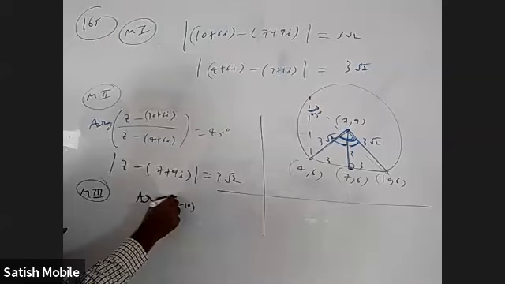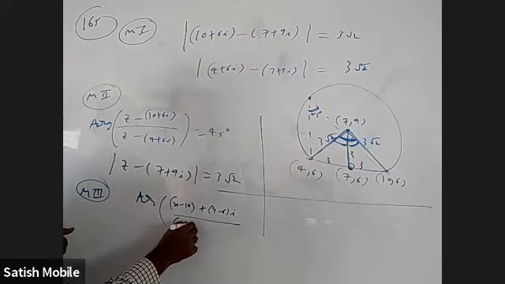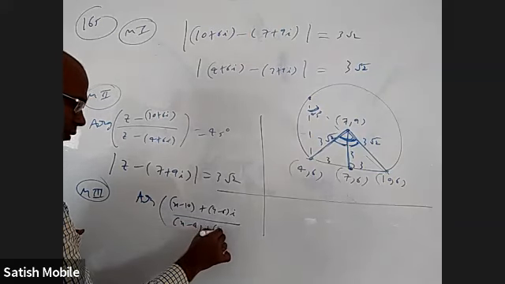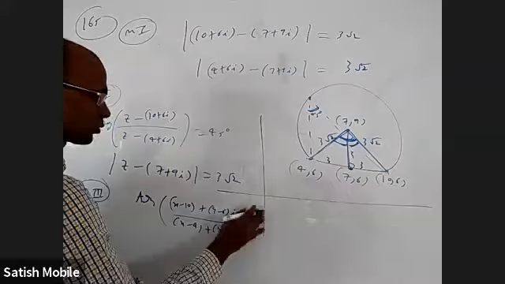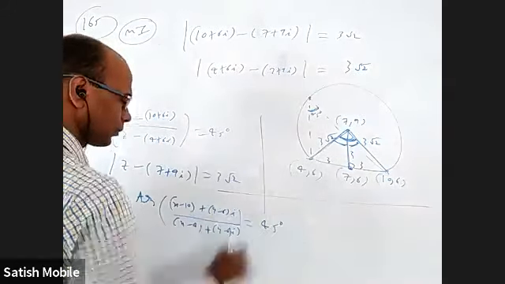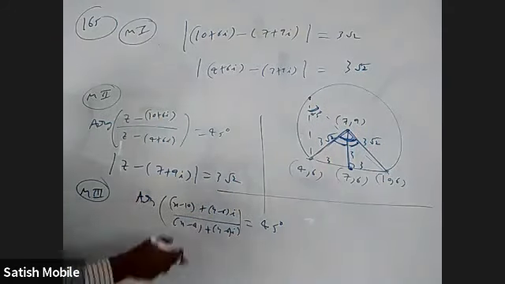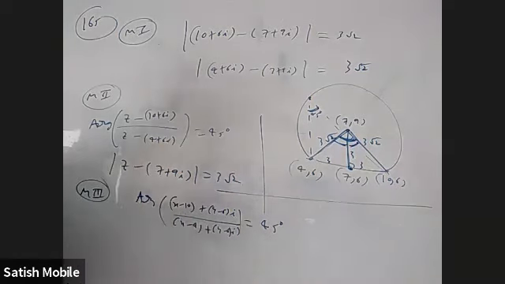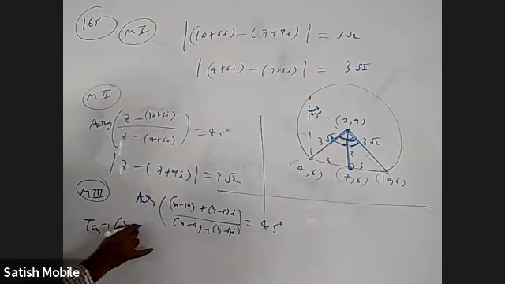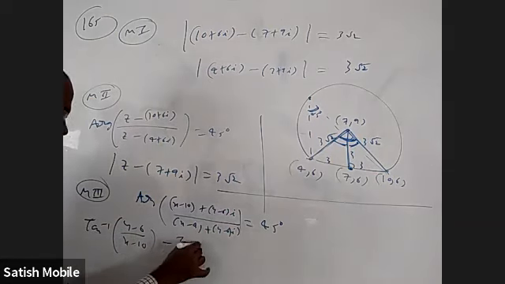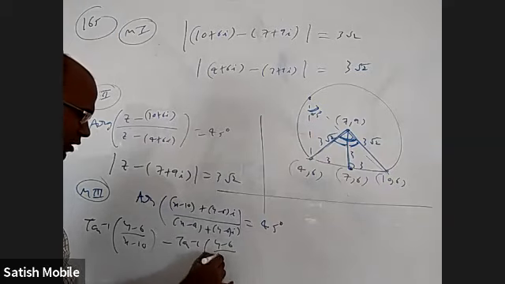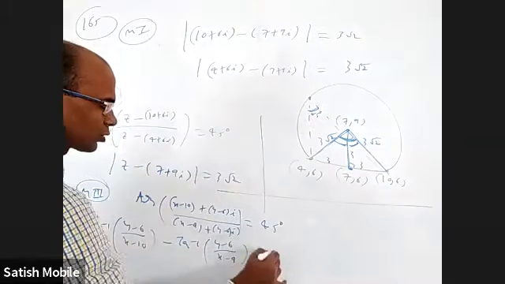When I write x plus iy, it is (x minus 10) plus (y minus 6) times i, over (x minus 4) plus (y minus 6) times i, whose argument is equal to 45 degrees. What is the argument of z1 by z2? Argument of z1 minus argument of z2. What is the argument of the numerator? Tan inverse of (y minus 6) by (x minus 10) minus tan inverse of (y minus 6) by (x minus 4) is equal to 45 degrees.